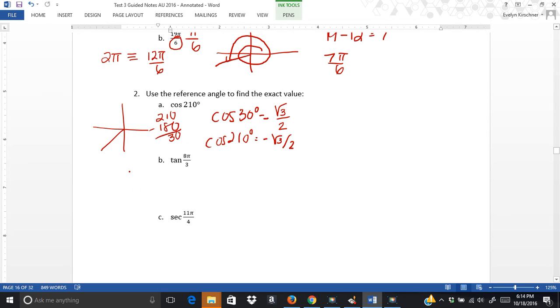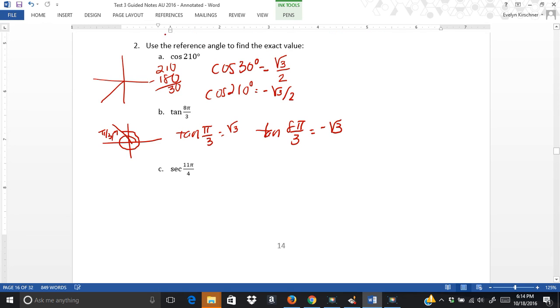Okay, tangent of 8 pi over 3. Well, I need to look and see where 8 pi over 3 is. Once around is 6 pi. Okay, 7 pi, pi over 3, 8 pi over 3, so it's over here. So I have a pi over 3 here. It's going to be negative. And the tangent of pi over 3 is radical 3. And so if I want to know what it is in that quadrant, tangent of 8 pi over 3 is negative radical 3.